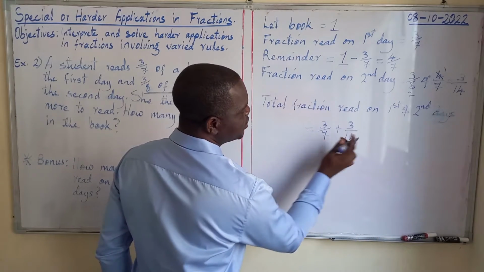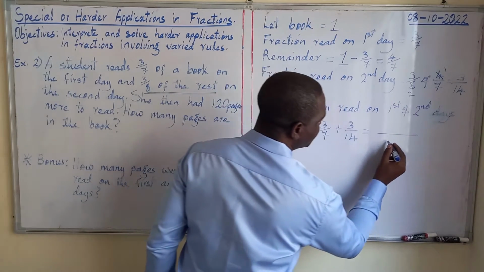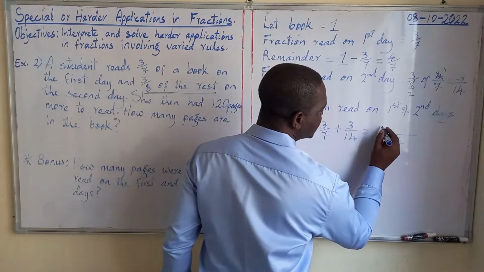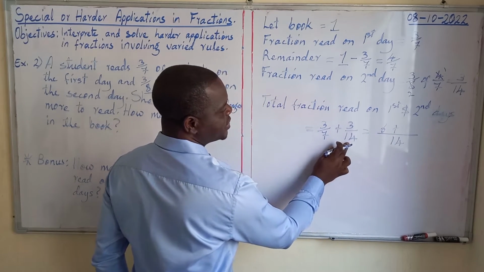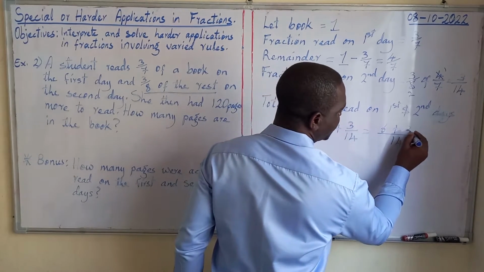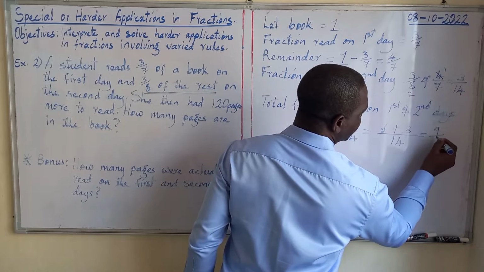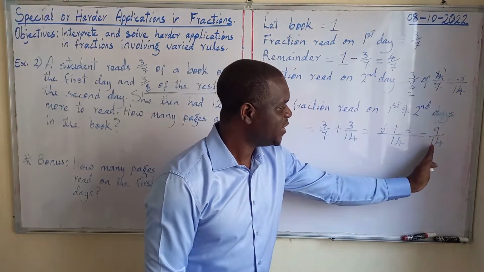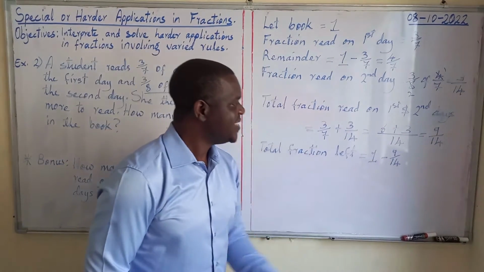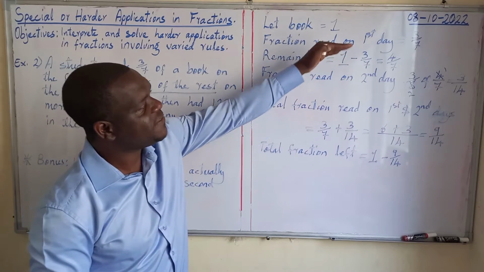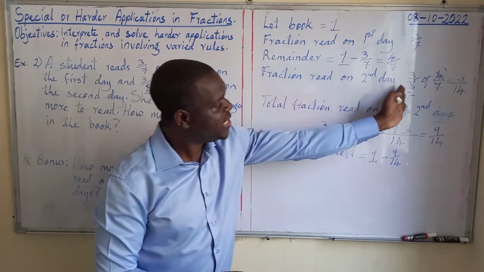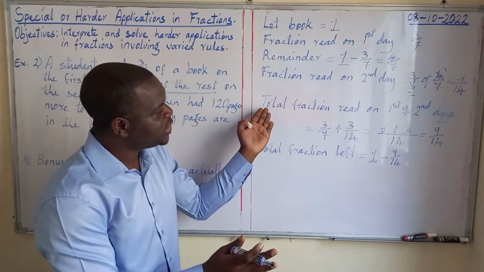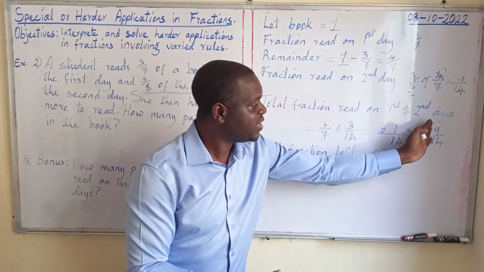Here we have different denominators, and we should find the LCM, which is of course 14. 14 divided by 7 is 2. 2 times 3 is 6, plus 14 divided by 14 is 1. 1 times 3 is 3. And the answer at this level is 9/14. So total fraction read for the 2 days is 9/14. Follow up at this level. Here we've had the remainder after the first day. Now we've calculated the fraction read on the second day, and we have summed up. We have come out with the total fraction read for the 2 days, which is 9/14.